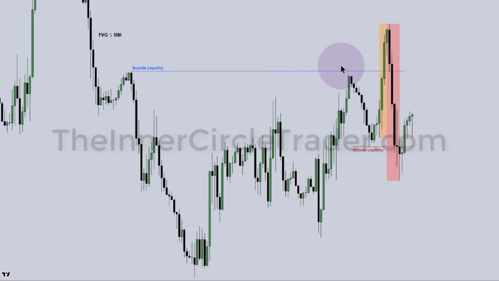So markets go up for two primary reasons. One, it goes up to engage buy stops, which is buy side liquidity. Or it goes up to an inefficiency. What is that? Well, if you look right here, that's an inefficiency.